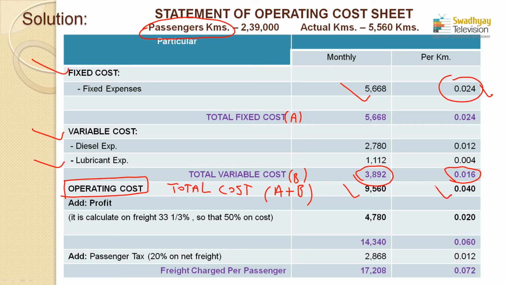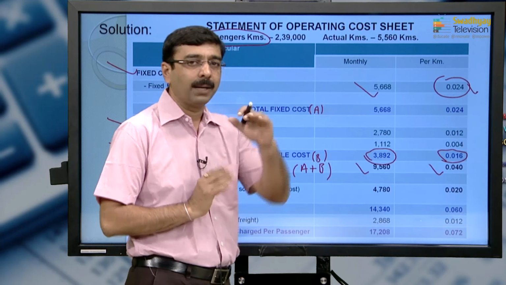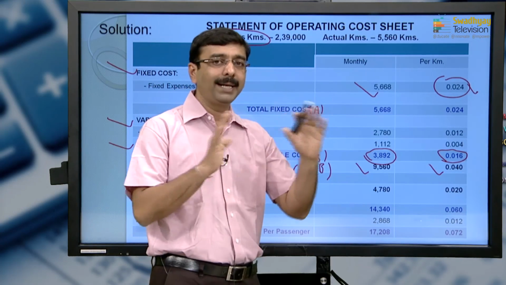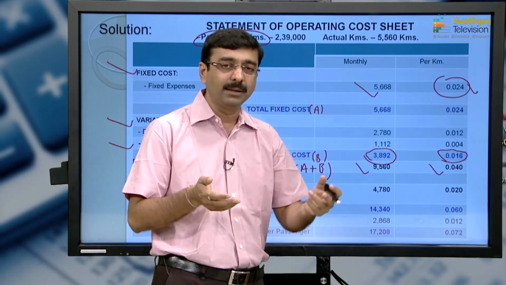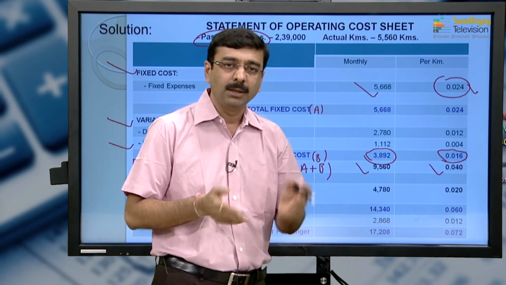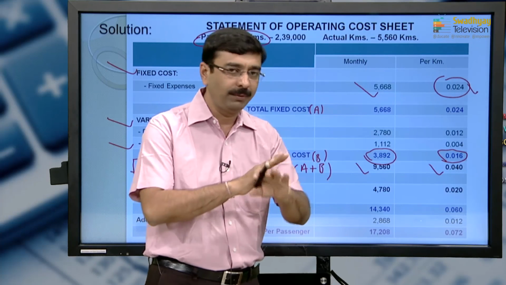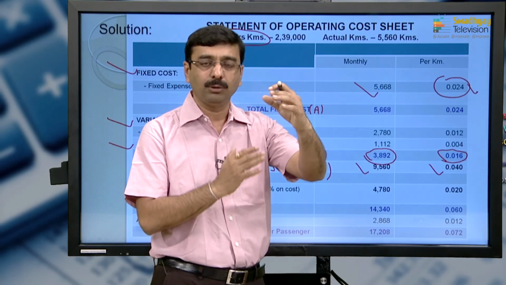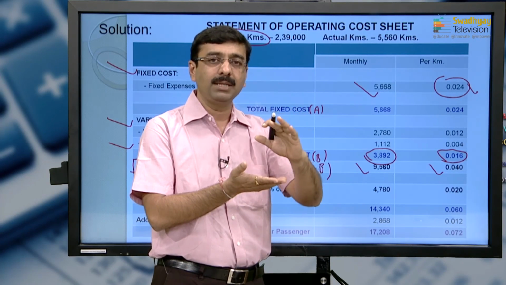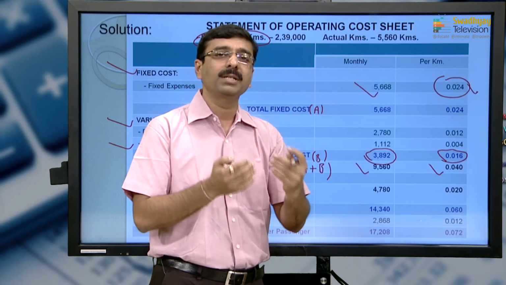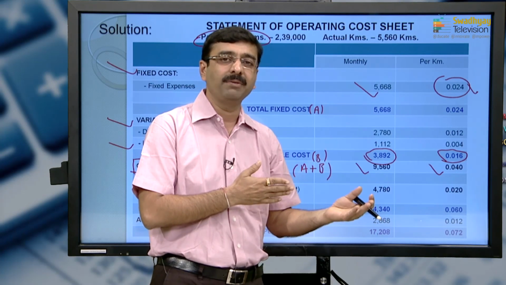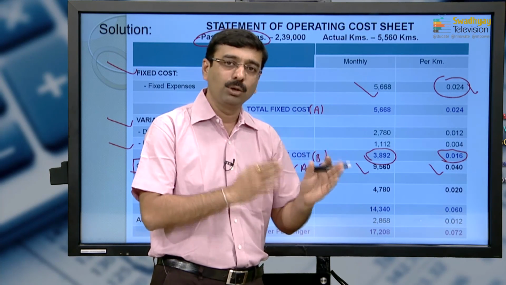Per passenger kilometer operating cost is 0.040. So 0.040 is its operating cost per passenger kilometer. Here you are done with the first part. That means you already get an idea what amount of cost is incurred per passenger per kilometer. That is 0.040. So we are already done with the first part of the question. We prepared the operating statement and found out how much cost is incurred so far as the service is provided.